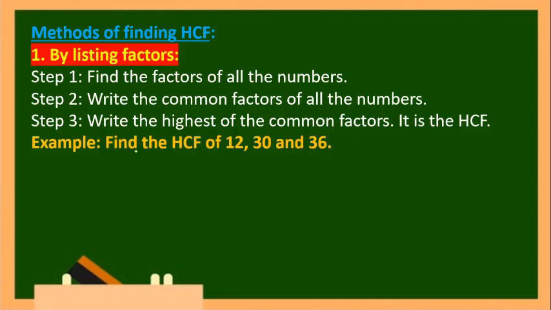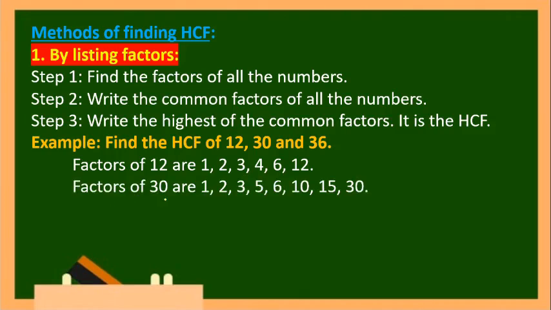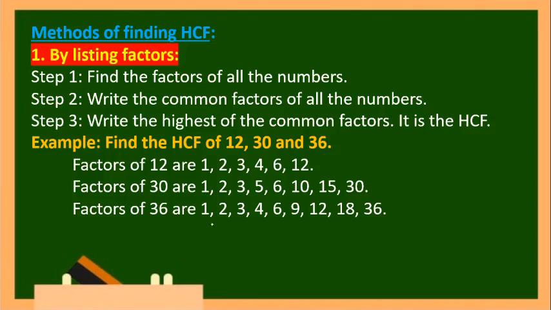Let's see one more example. Find the HCF of 12, 30 and 36. What is the first step? Find the factors. Factors of 12 are 1, 2, 3, 4, 6, 12. Factors of 30 are 1, 2, 3, 5, 6, 10, 15 and 30. Factors of 36 are 1, 2, 3, 4, 6, 9, 12, 18, 36. You know how to find factors, right? 36 means 1 into 36, 2 into 18, 3 into 12, that way. So we found all the factors.